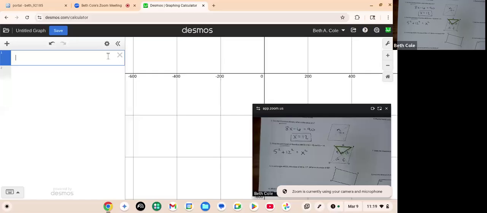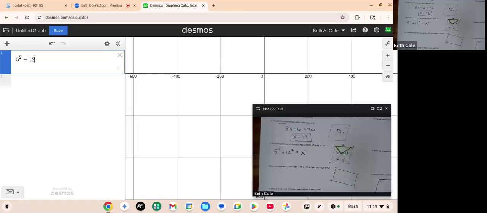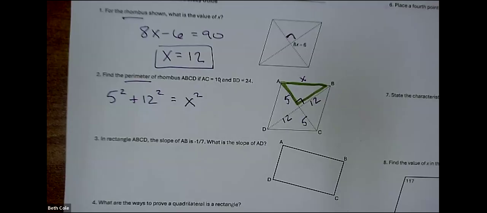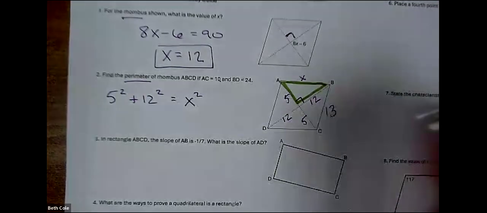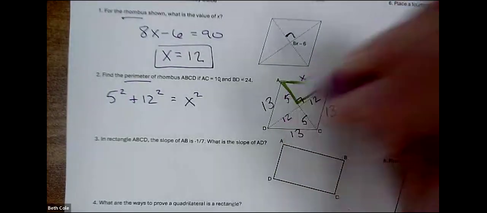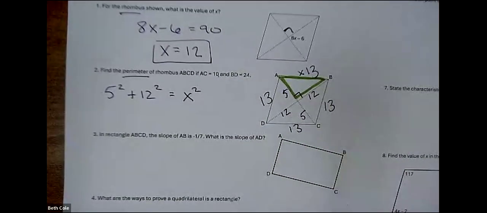So we're going to have 5 squared plus 12 squared equals x squared. Just typed it in exactly like it looks. I'm going to click right here, and I got 13. So what that means is the side is 13, but since it's a rhombus, they are all 13. So all 4 sides are 13.